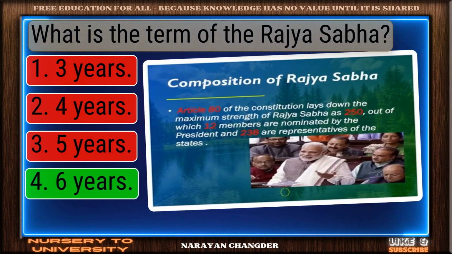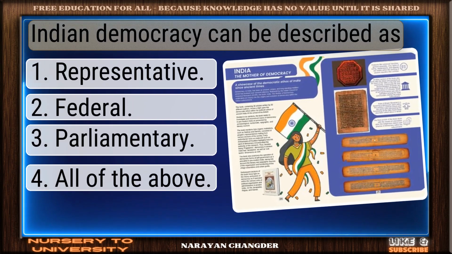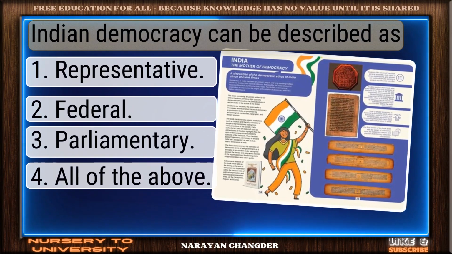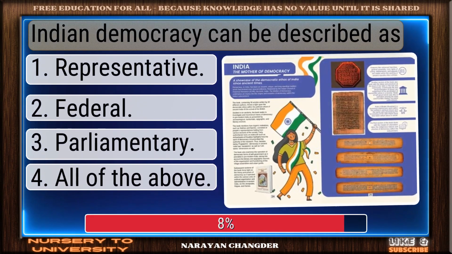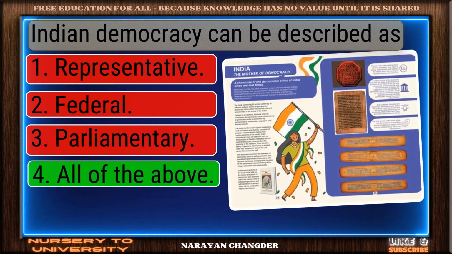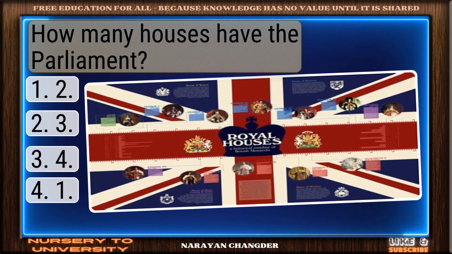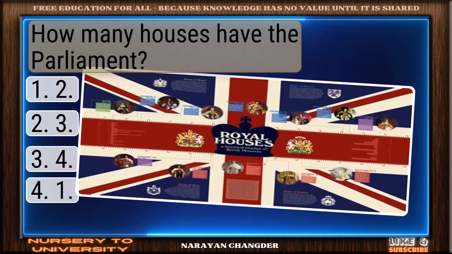Solid response. 6 years is a valid choice. Question number 181. Indian democracy can be described as. Excellent choice. All of the above is the right answer. Question number 182. How many houses does the parliament have?